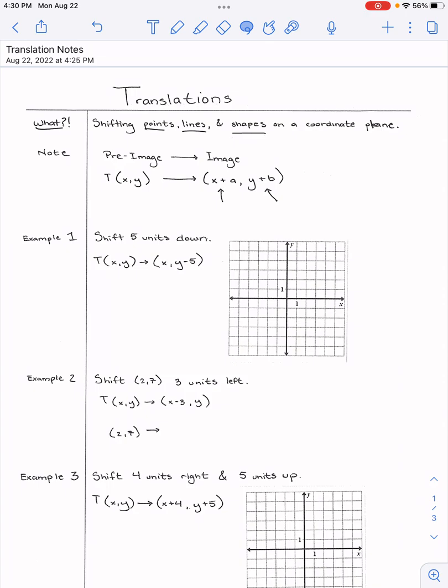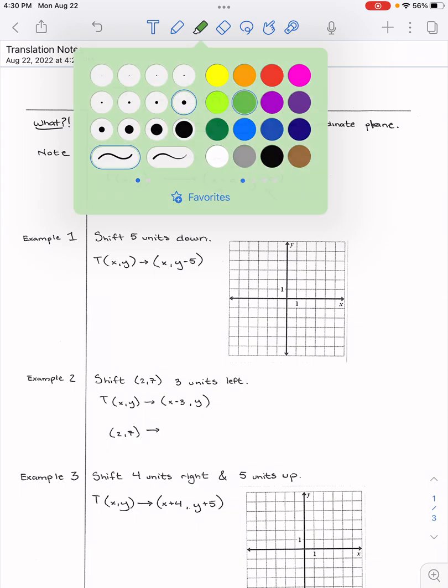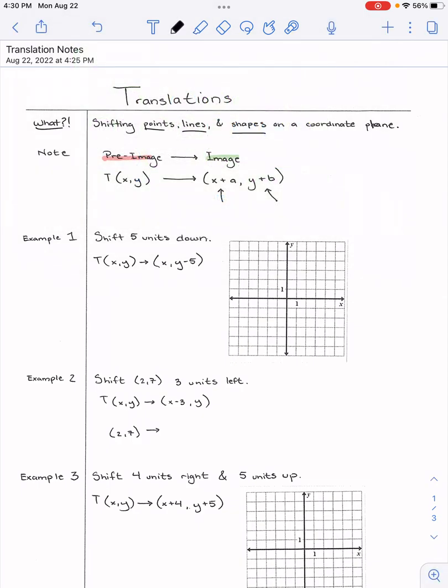We have our pre-image and our image. The pre-image is any point, so any point x and y. This T right here is just notation to say that we are translating any point, any ordered pair on the coordinate grid. So that's the pre-image, that's before we perform a translation. And we have the image, which has some type of constant value with our ordered pair.